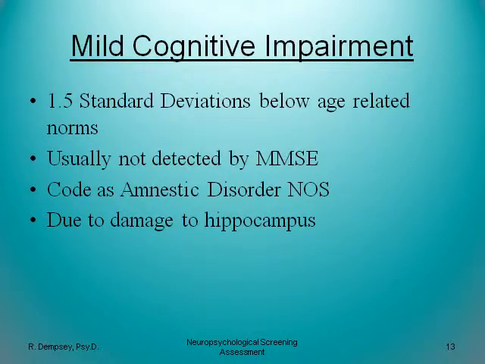So, mild cognitive impairment, by the way, rule of thumb is 1.5 standard deviations below an age-related norm, not necessarily the 2 that we're looking for. And it's usually not detected by the mini mental state exam. You can code it as amnestic disorder NOS, cognitive disorder NOS, and it might be due to damage to the hippocampus.